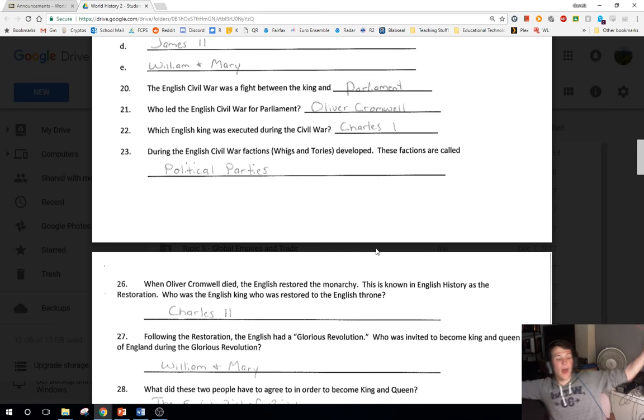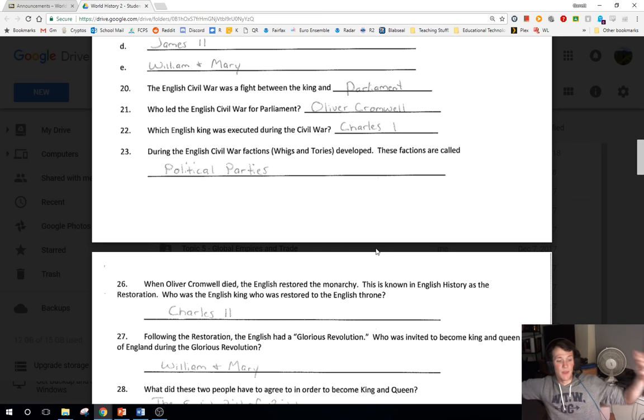So now with Oliver Cromwell taking the reins for a little while, when he dies, England is going to decide to restore the monarchy, and this is known in English history as the Restoration, right? The person who is going to be restored to the English throne during this time period is Charles II, right? So after the Restoration, you're going to have what's called the Glorious Revolution.